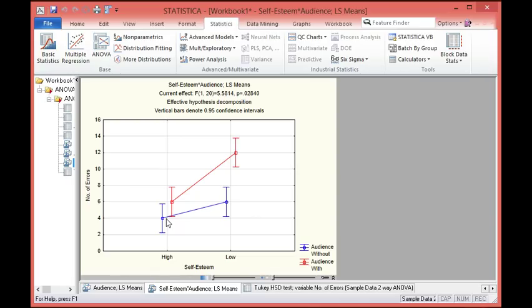Which means that audience moderated the effect of self-esteem on the number of errors, in the sense that self-esteem will have a significant impact on the number of errors, but only, at least in this case, when there is the presence of an audience. But it does not really matter when there is no audience. There is not much impact. There is statistically no impact. Self-esteem has no impact on the number of errors when there is no audience. It only matters when there is an audience. So this is two-way ANOVA between subjects using Statistica.